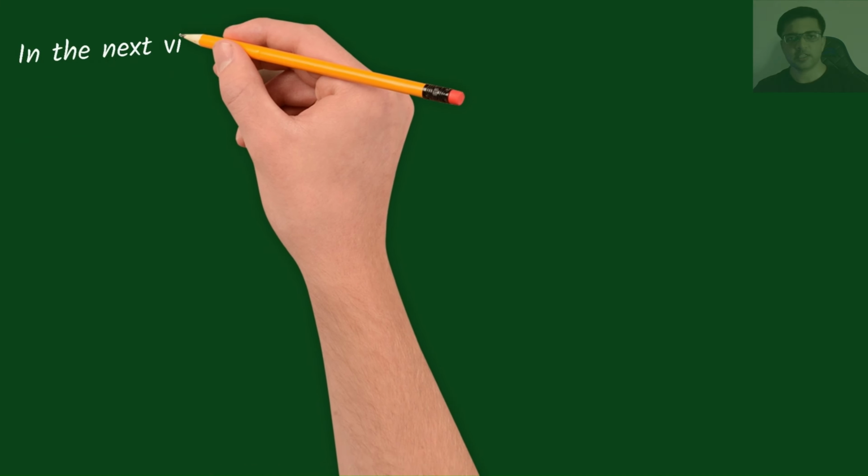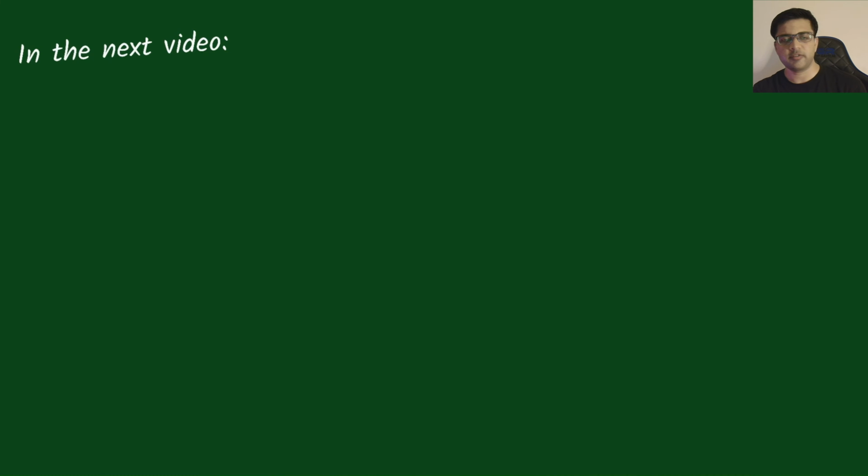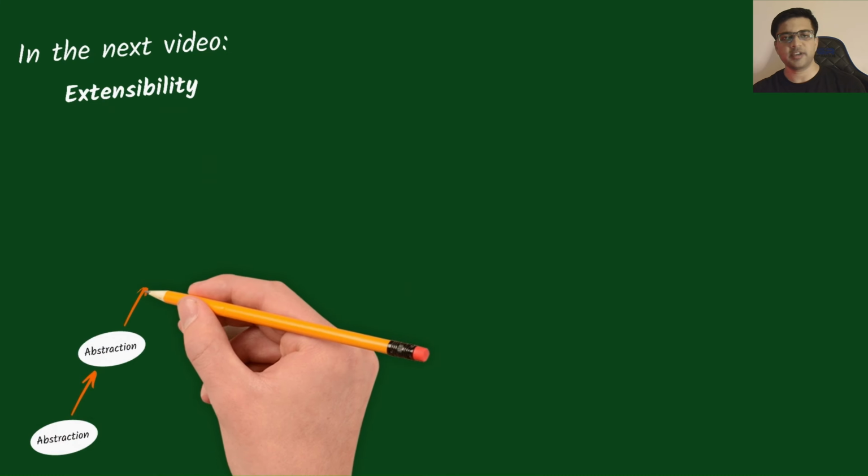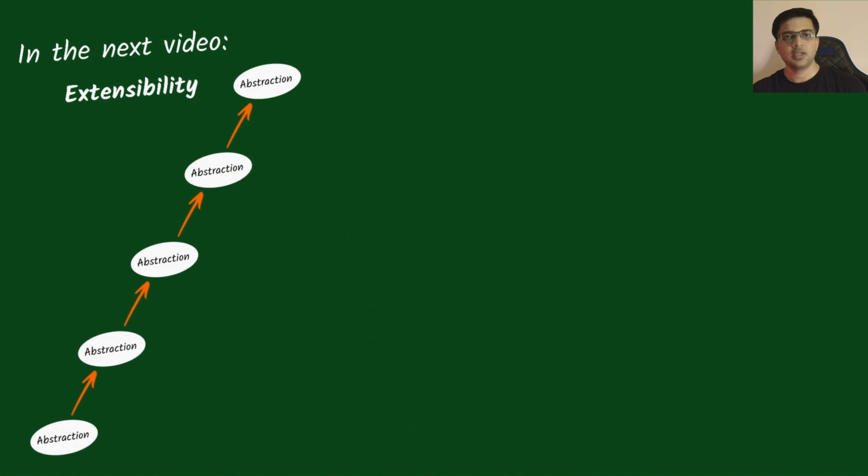In the next video, we will explore another powerful benefit of abstraction: extensibility, the ability to build on top of existing abstractions. That's where its power begins to multiply.